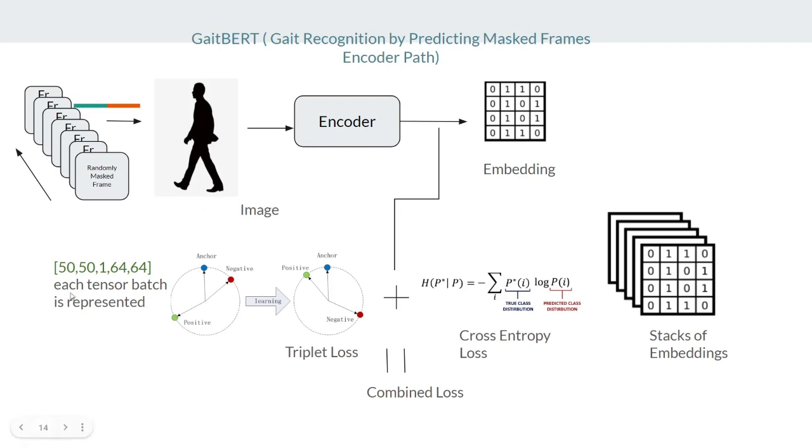The input to this encoder looks like this. This is the shape of our tensor. The first 50 represents the batch size, and the other 50 represents the number of frames we have, and then this one represents the channels. Here we have a grayscale image, so it's 1, and then we have 64, 64 to represent the image size.